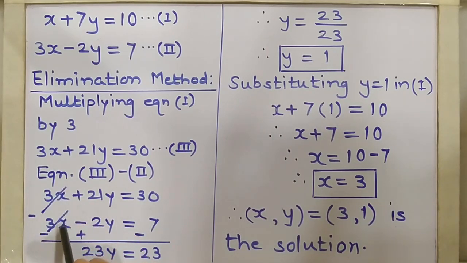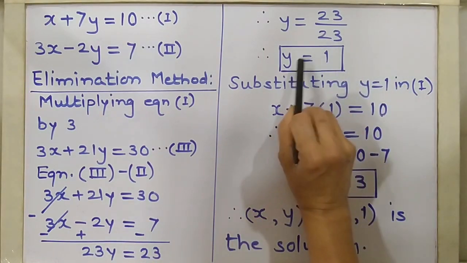3x minus 3x will get cancelled. Plus 21y plus 2y will become 23y. 30 minus 7 will become 23. 23y is equal to 23. So this is 23 into y. When this 23 comes to the other side, it will become divided by. So I get y is equal to 23 divided by 23. y is equal to 1.